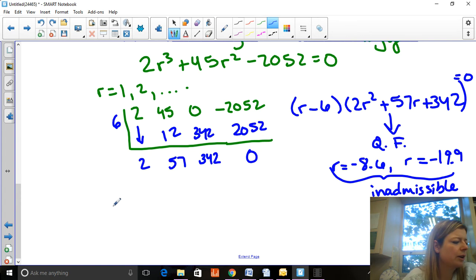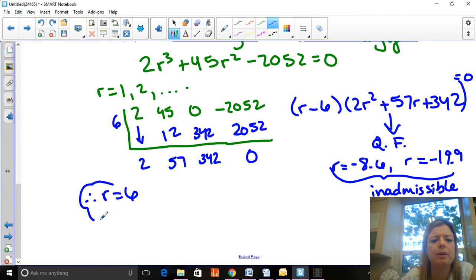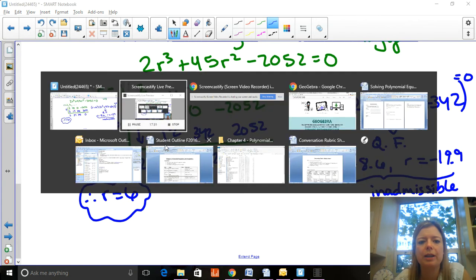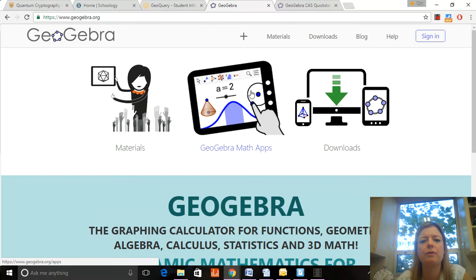Okay, so therefore you can conclude that you need a radius of 6 to build the silo to spec. Okay, so how could you solve this using technology? Well, that's where we're going to go to GeoGebra now, and this is going to be your new favorite thing.